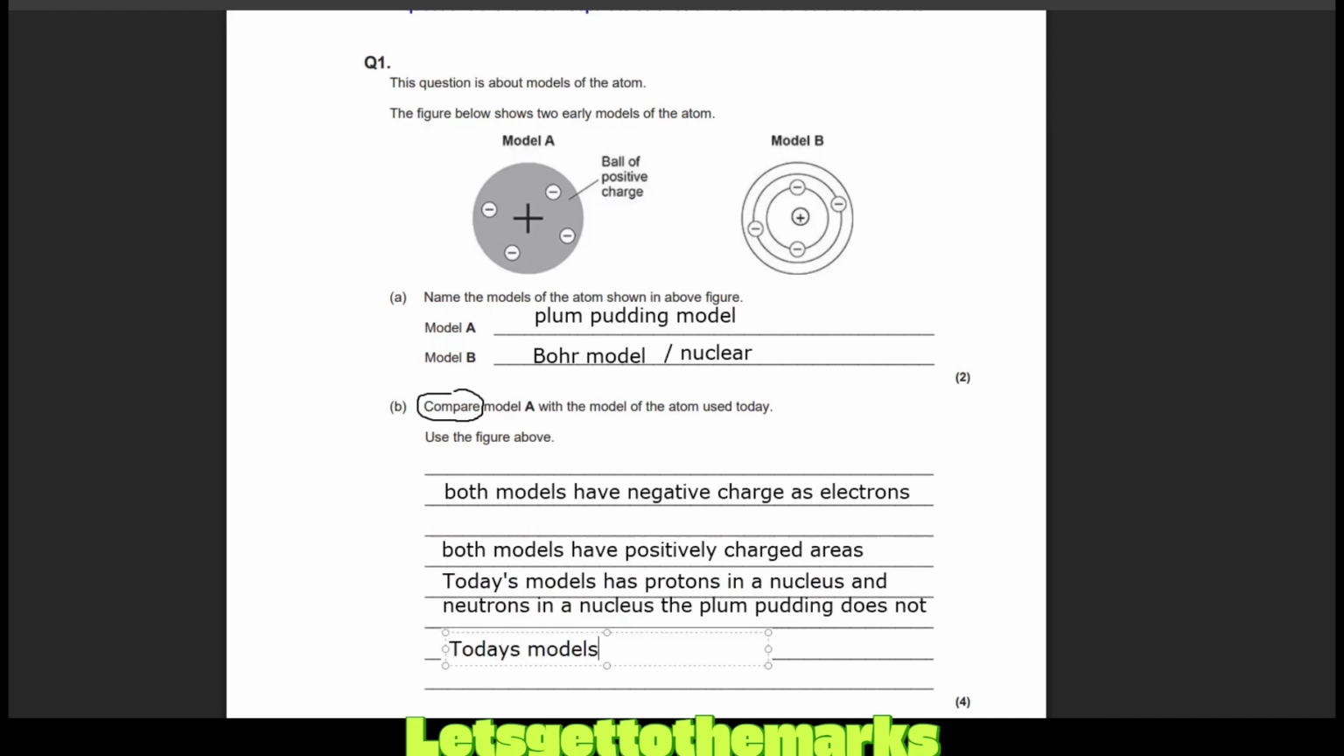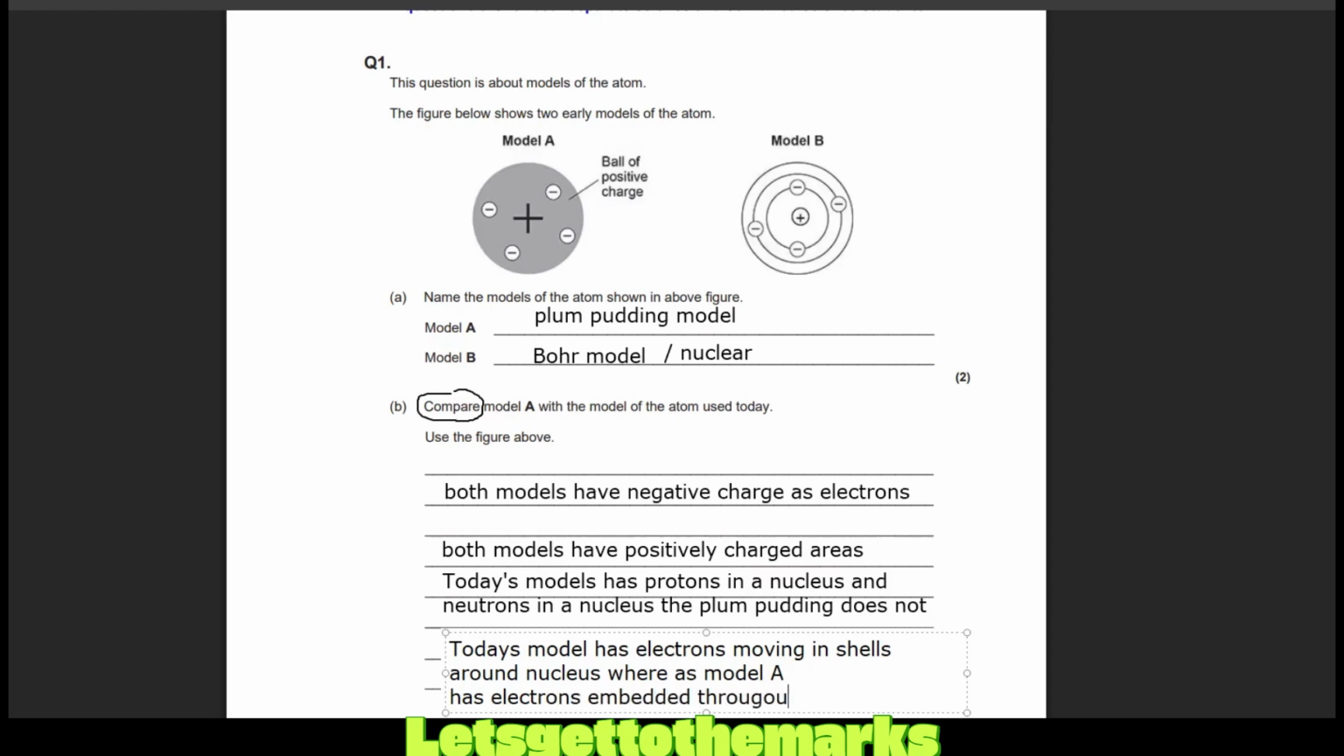Today's model has electrons moving in shells or rings or orbitals around the nucleus. I don't need to put around nucleus. I'm going into super detail here. Whereas Model A, I've called it the plum pudding earlier in the question, but we could just call it Model A because you might not have identified it correctly as plum pudding, in which case refer to it as Model A. Whereas Model A has electrons embedded throughout.